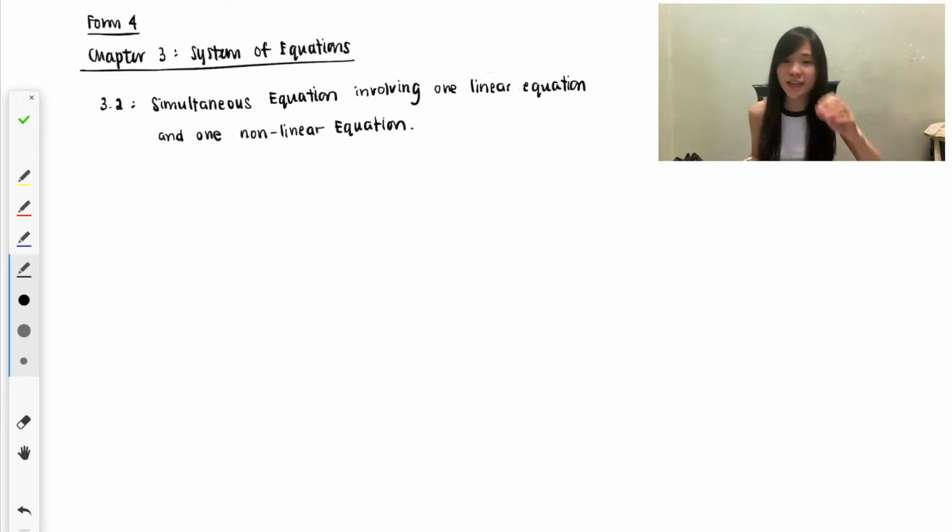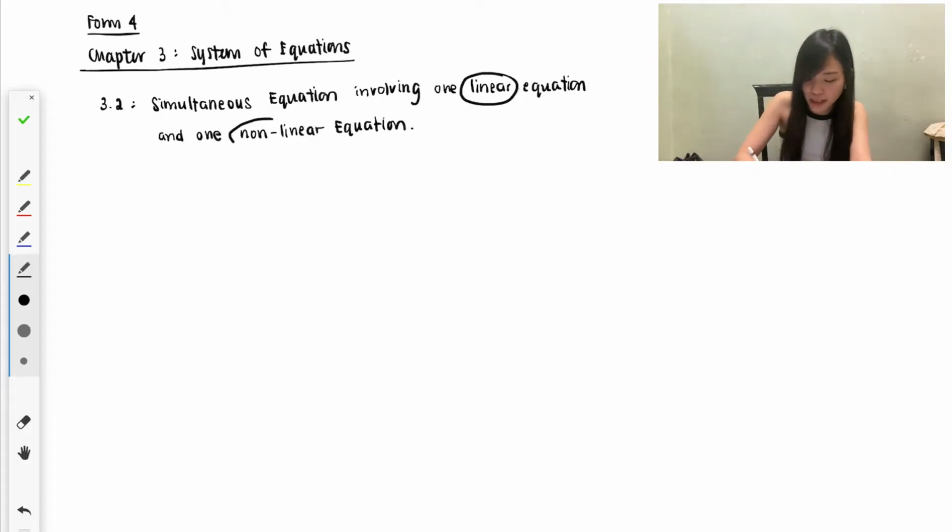Let's continue doing it. So we are still doing Form 4 Chapter 3 System of Equation, okay? The previous Part 1 and Part 2 videos talked about 3.1, and now let's talk about 3.2. 3.2 is about simultaneous equations involving one linear equation and one non-linear equation.